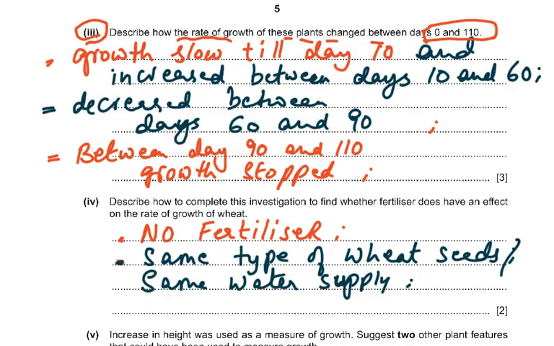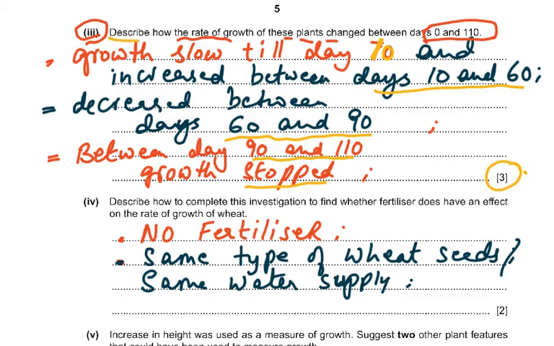And if you look at what the answer says: growth is slow till day 10 and increases between days 10 and 60. Then it increases and then decreases between days 60 and 90. And the last point was that between day 90 and 110 growth stopped because the length did not increase. So these were the three marks.